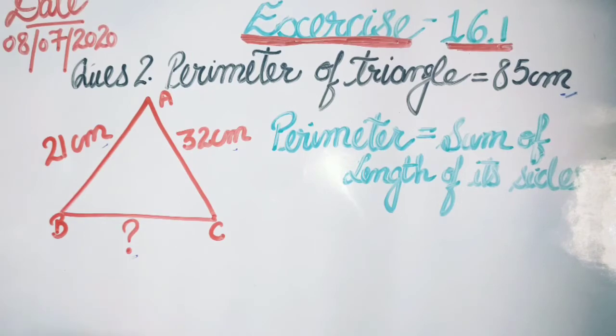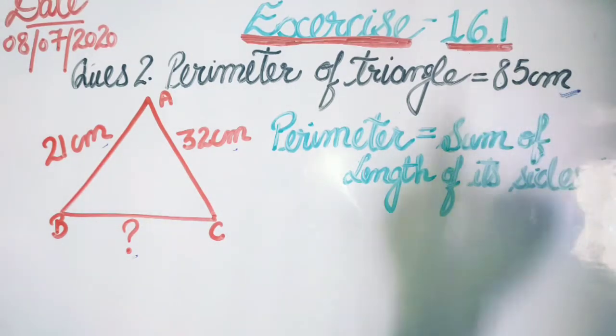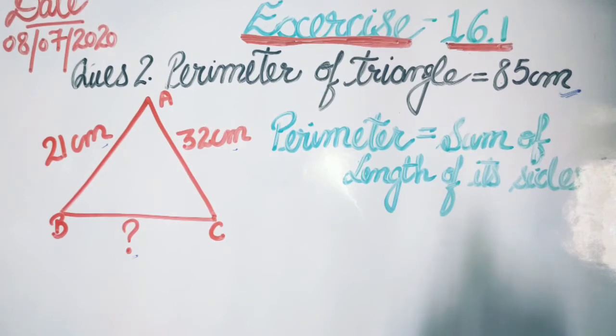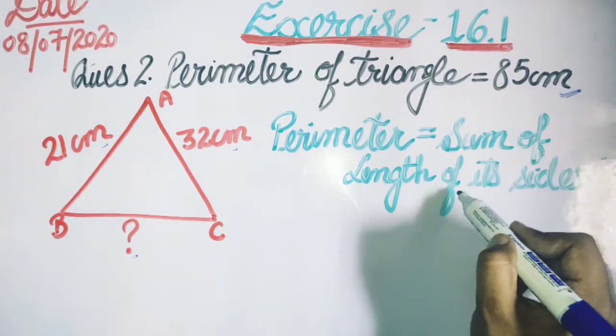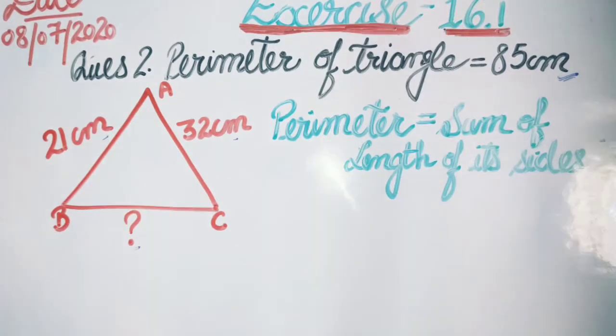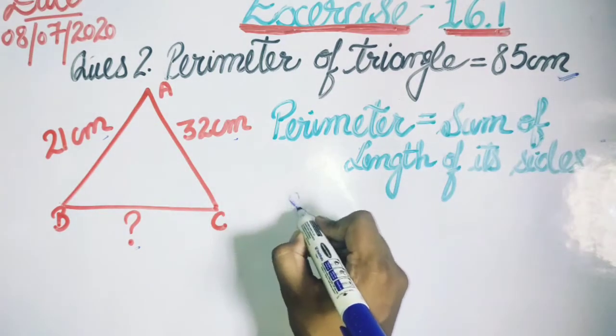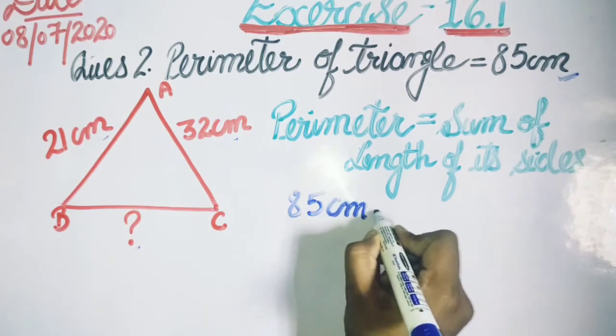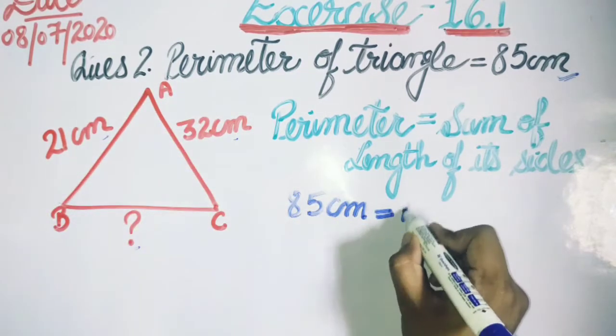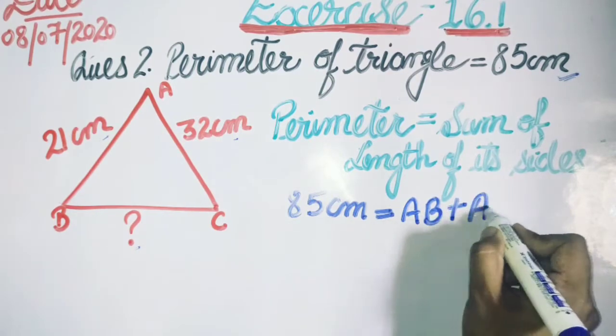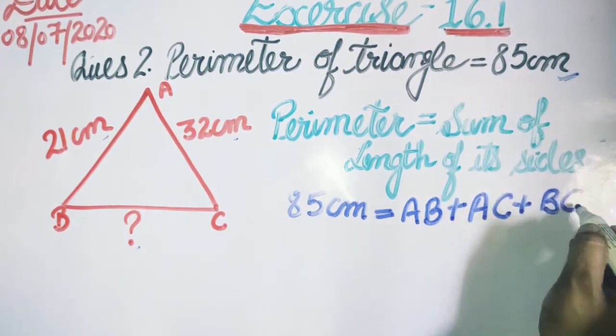Students, when in the question perimeter of the triangle is given to us, then we are required to use the formula of perimeter only. Right? So, what is the perimeter of a triangle? The general formula to find out the perimeter of a triangle is sum of the lengths of its all sides. Now, we will put the value of perimeter, that is 85 centimeter. And its sides are AB plus AC plus BC.